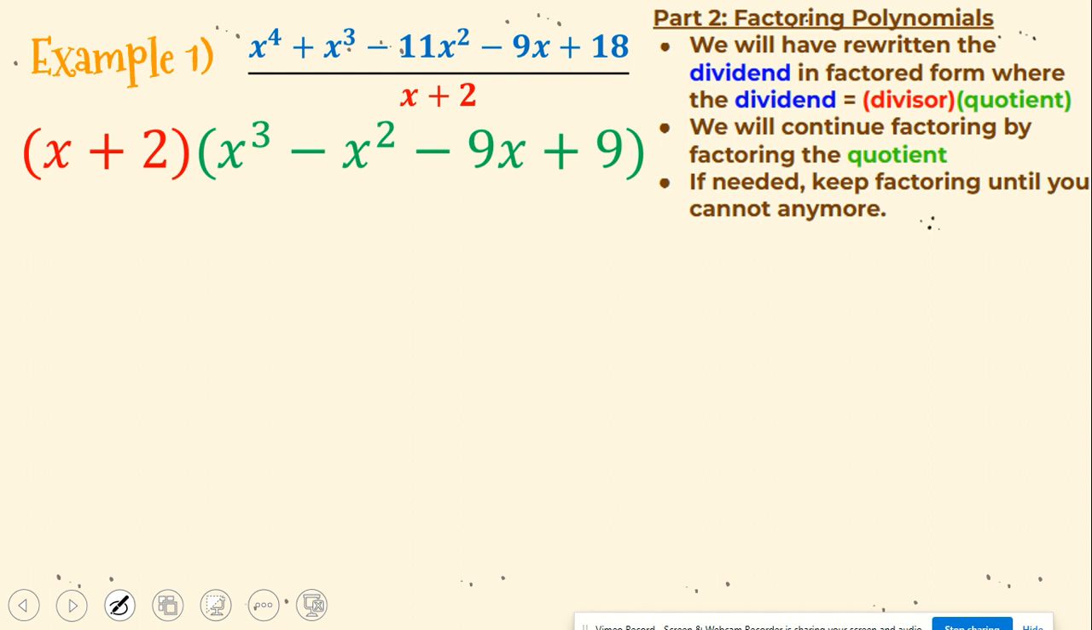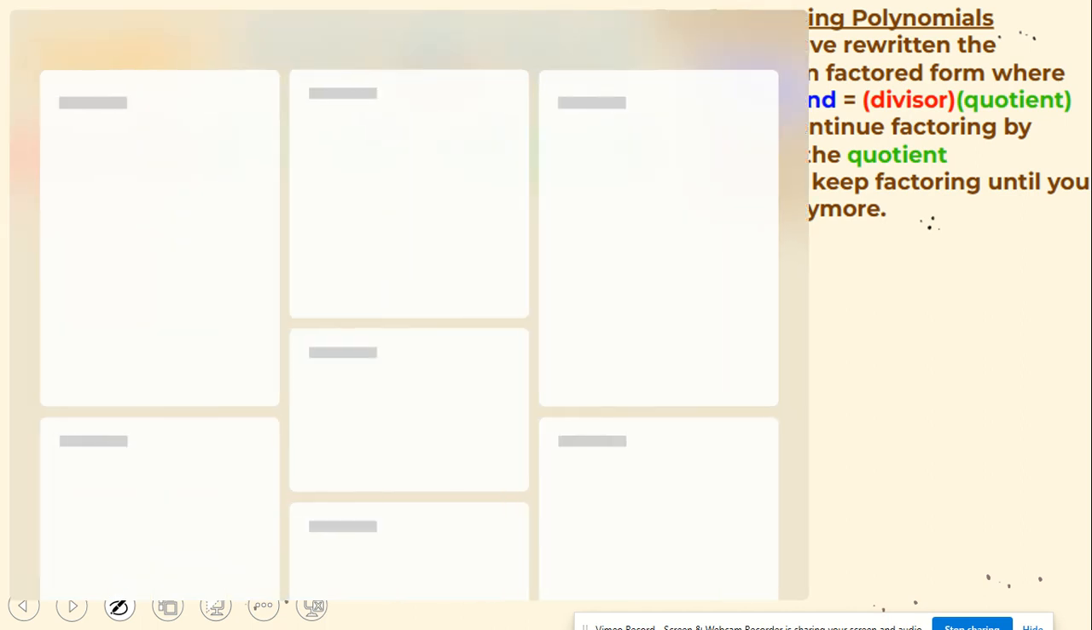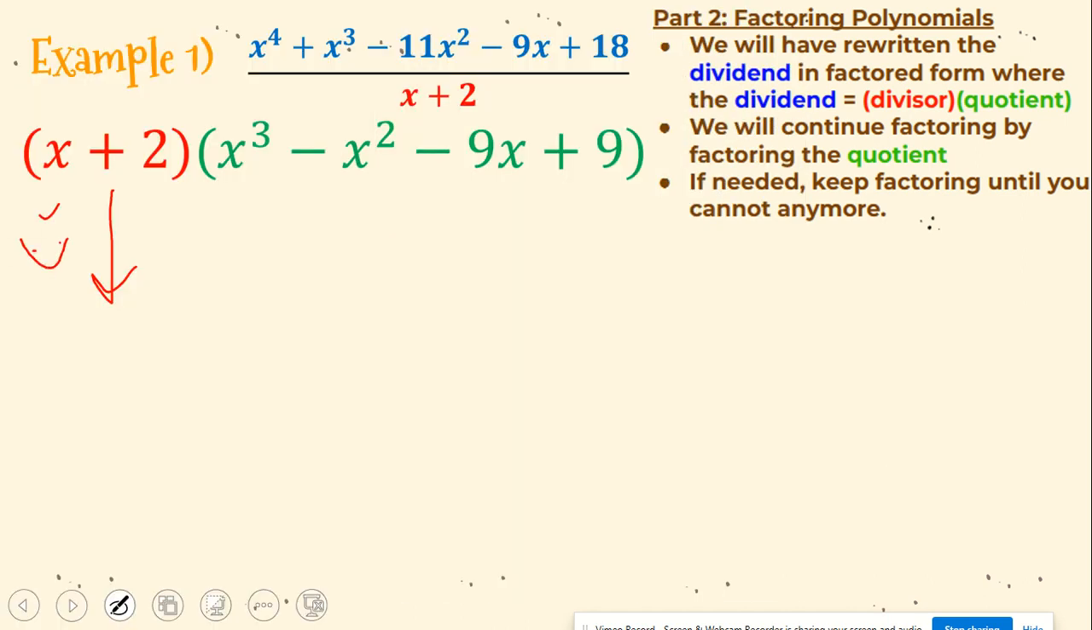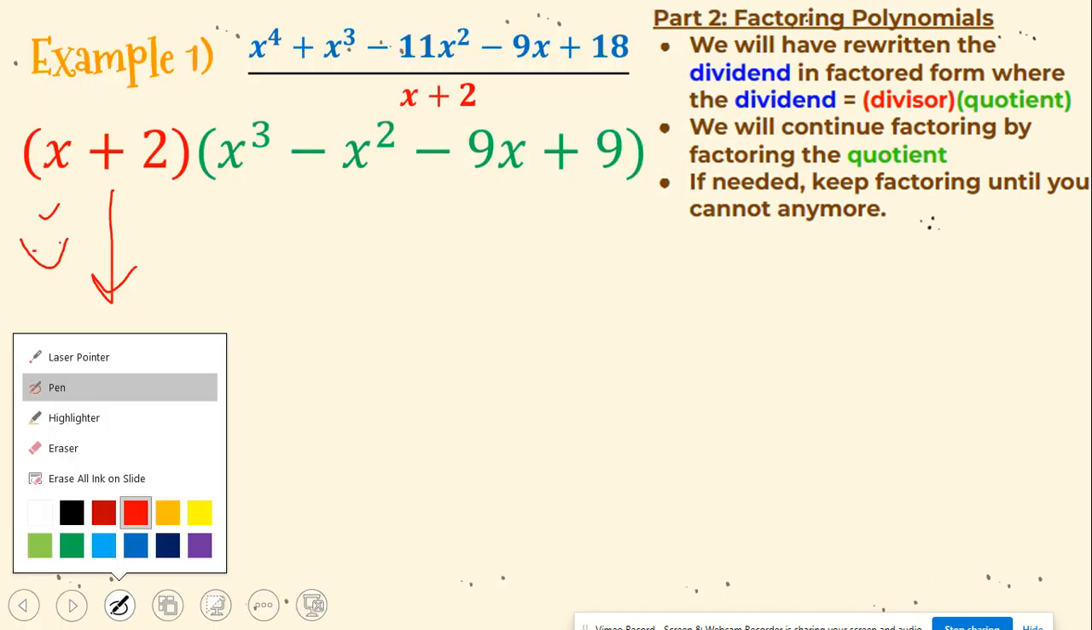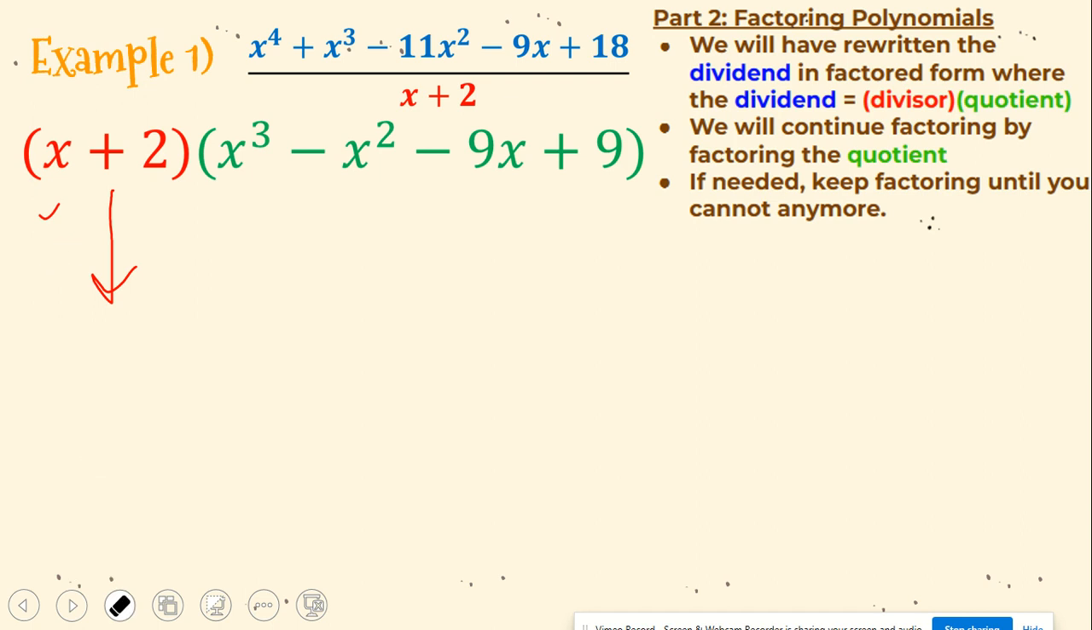Notice that the divisor, what we started with, this guy is simplified fully. I'm not going to need to factor that anymore. This one's good. No additional work to be done here. However, the quotient could use some work. The quotient actually has 4 terms. That means we could use factor by grouping.